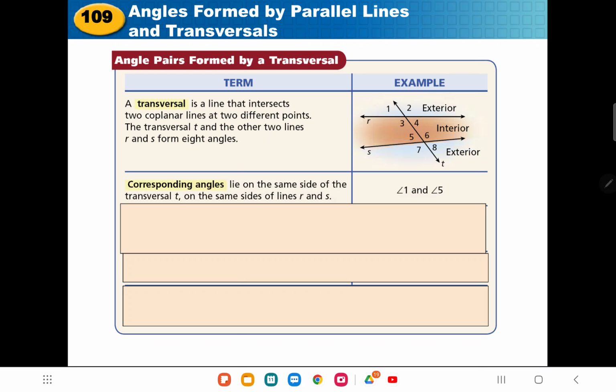Our first pair of angles is corresponding angles. They lie on the same side of the transversal T, and they lie on the same sides of lines R and S. Angles 1 and 5 are an example of corresponding angles. Additionally, angles 2 and 6, angles 4 and 8, and angles 3 and 7 are pairs of corresponding angles. You'll notice that they are made up of one blue angle and one red angle.